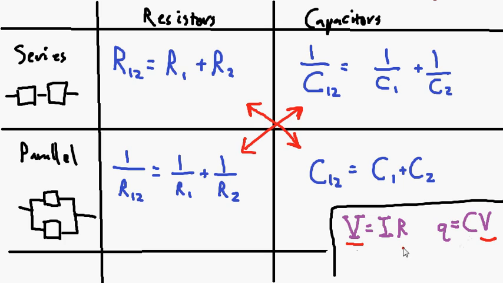So the way to look at this really is that R acts like, and I'm putting that in quotes because it's a very loose relationship, R acts like 1 over C. And when you put it like that, it becomes more obvious.